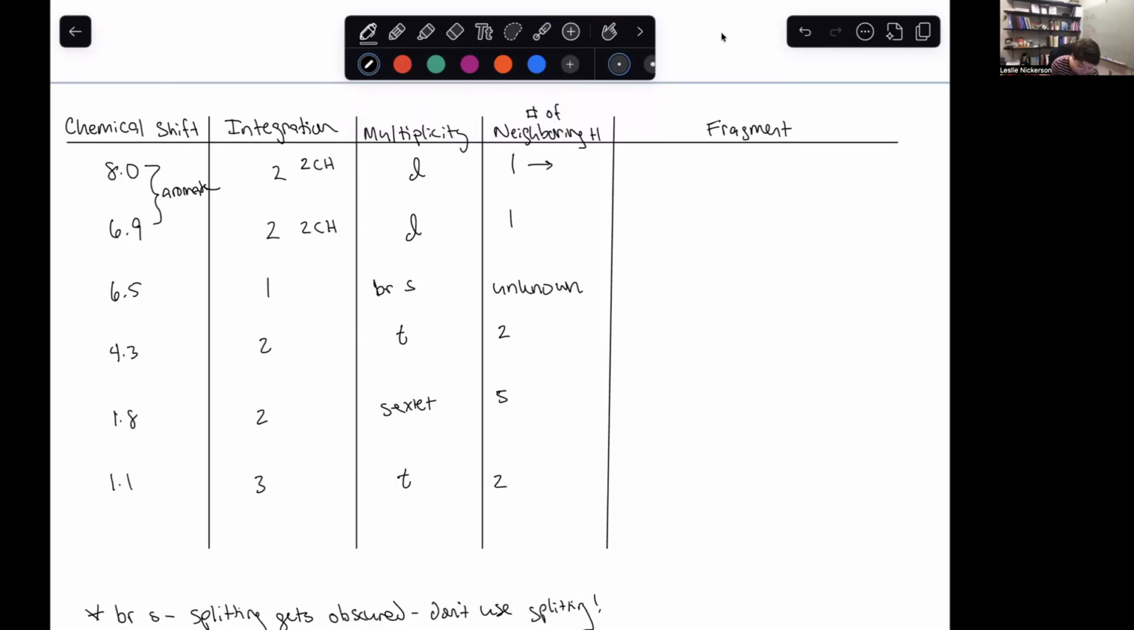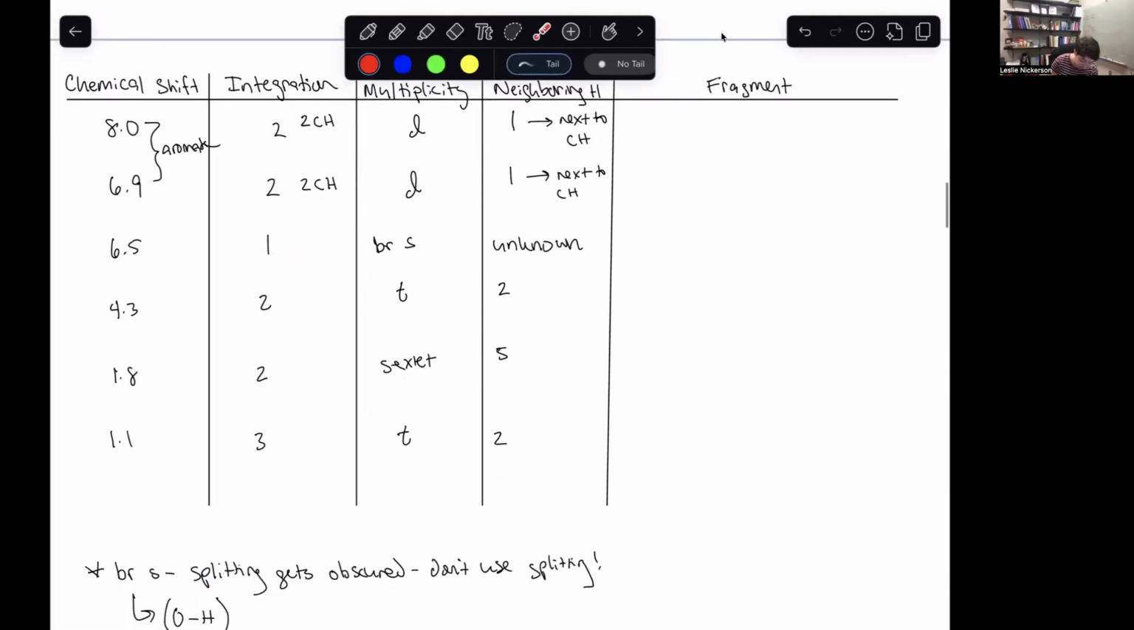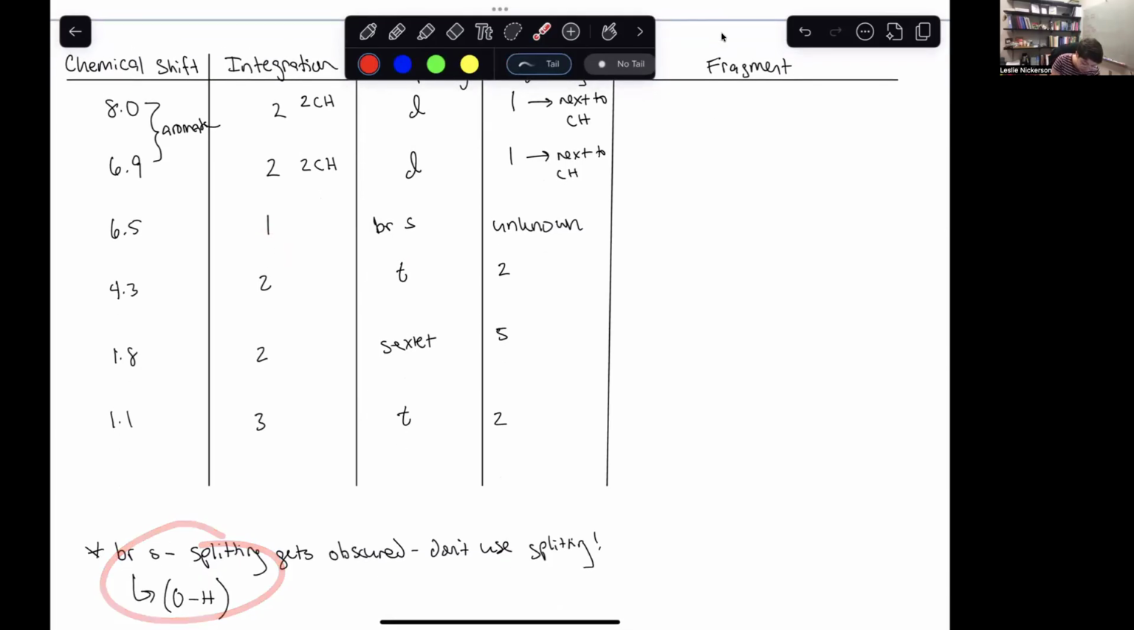For our neighboring H, we have next to a CH, for both of those. When we're looking at this one, if we remember our little note down here, this is probably just our OH. It's that broad singlet. It's telling us this is probably the alcohol peak because it's broad. So just think about this as your OH. And then that's its piece.